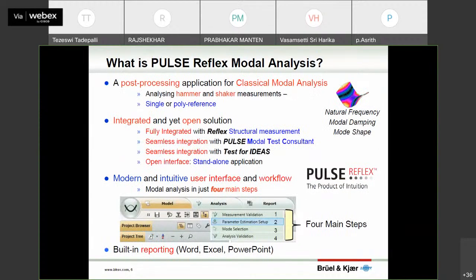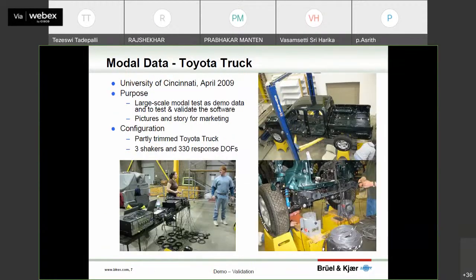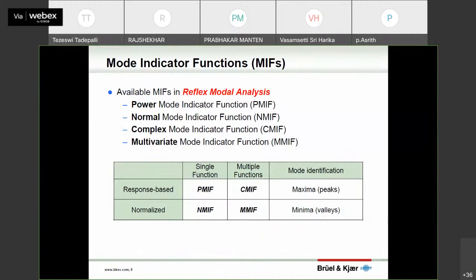So this is just an example in a very large truck, 3 shakers, 330 accelerometers measured. These are all practical. So these are mathematical calculations. I will not go into explanation of these because these are available in the data sheets. But these are just mathematical algorithms available in different software for the calculation purposes.